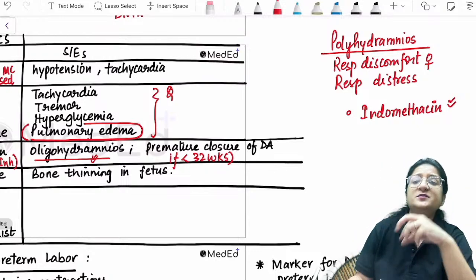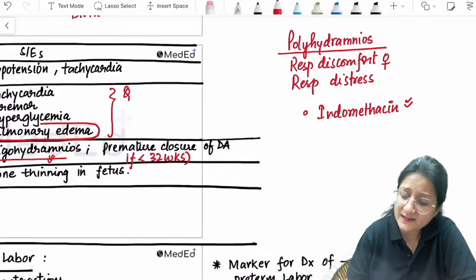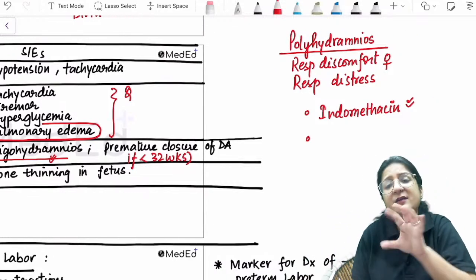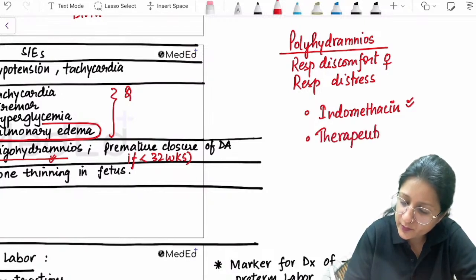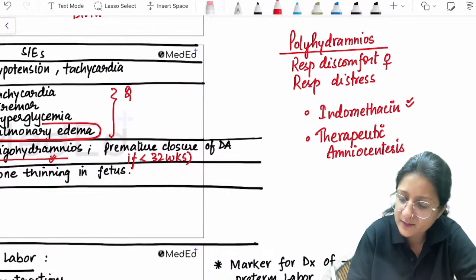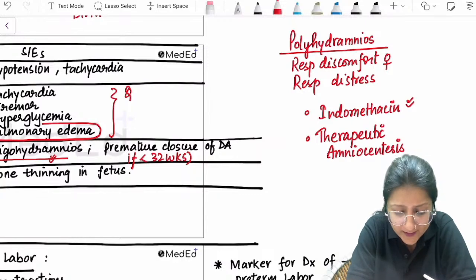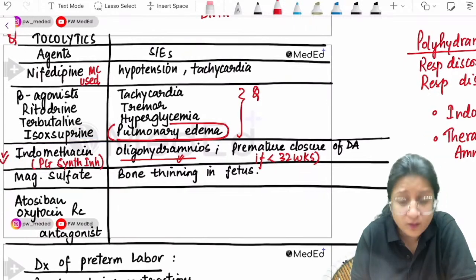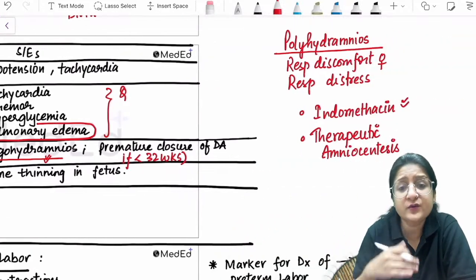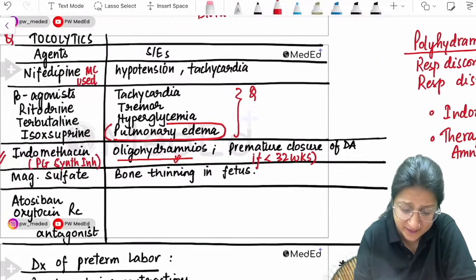That indomethacin is being used for this situation. What is the potential side effect? And what else can be done in this situation? The other thing that can be done is a therapeutic amniocentesis. Remove the amniotic fluid, slow drainage of about 500 ml of amniotic fluid. That is what is done, but only under circumstances when polyhydramnios is causing excessive maternal symptoms like respiratory distress.